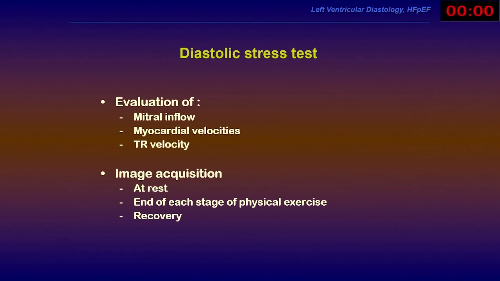What we are evaluating in diastolic stress test, we evaluate again the mitral inflow velocities, the E and A prime, the E and A if your patient is in normal sinus rhythm, or only the E if your patient is in atrial fibrillation, the myocardial velocities, and the tricuspid regurgitation velocity. The image acquisition will be done at rest, at end of each stage of physical exercise, and of course, during recovery.